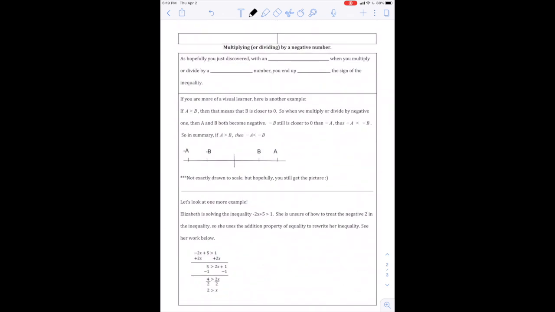Okay, so multiplying or dividing by a negative number. As hopefully you've just discovered, with an inequality, when you multiply or divide by a negative number, you end up flipping, not a very mathematical term, but you're switching the sign from whatever you started with to whatever the new sign is.